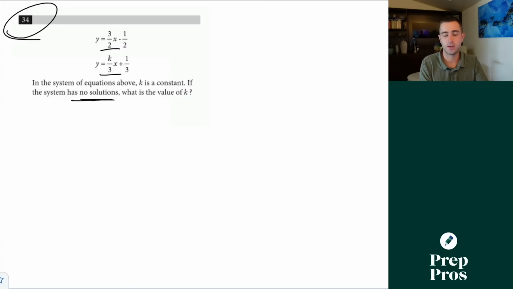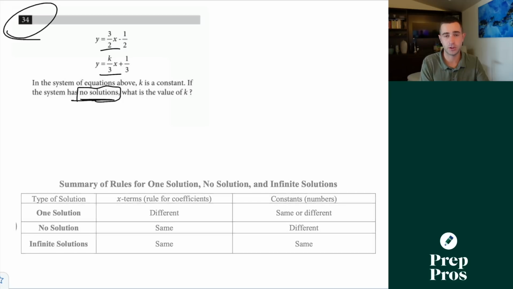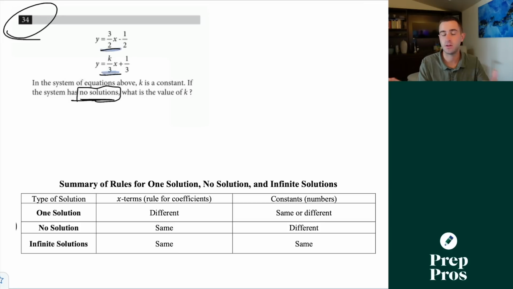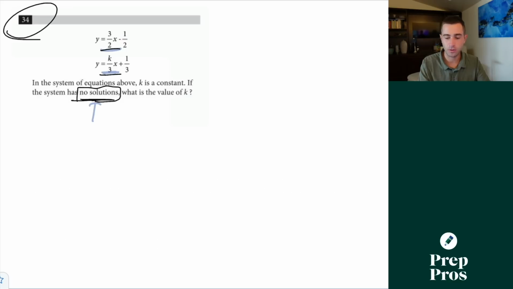Well, what you need to understand for the SAT is that you're looking for 3 different variations of these questions. No solutions simply means our slopes are the same and our intercepts are different. Infinite solutions means the lines are absolutely identical, and for one solution, your only requirement is the slopes must be different. So in this instance, for no solutions, the slopes must be the same and the intercepts must be different. The intercepts are already different, so we just need to set the slopes equal to each other.